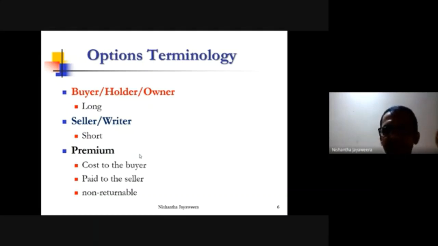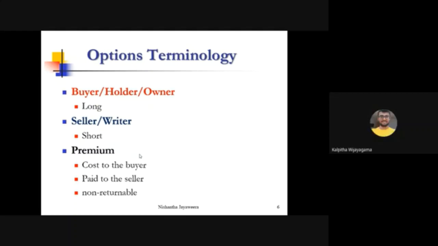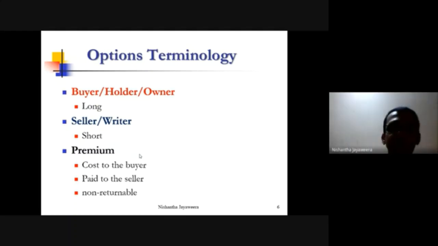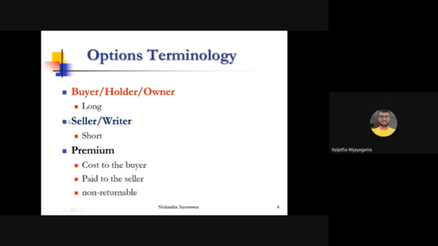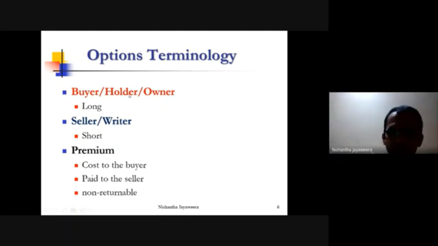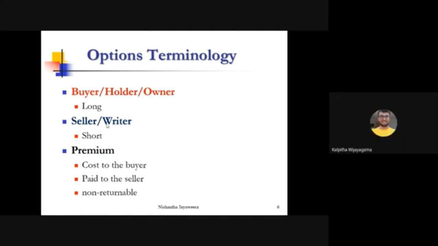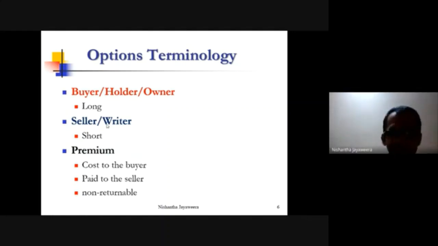Generally, we call it that. Is the seller and the writer the same party? Yes. Buyer, holder, owner, we refer to the same party. The seller or the writer, again, is the same party who sells the option. The person who writes the option is the seller, right? Yes, yes. You can call him a seller or a writer. Okay.